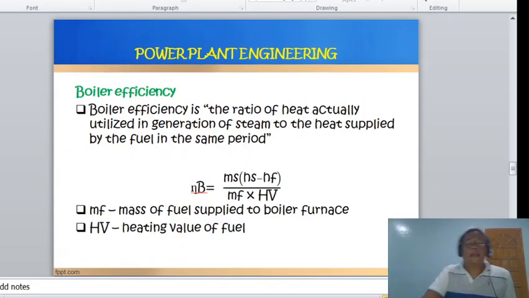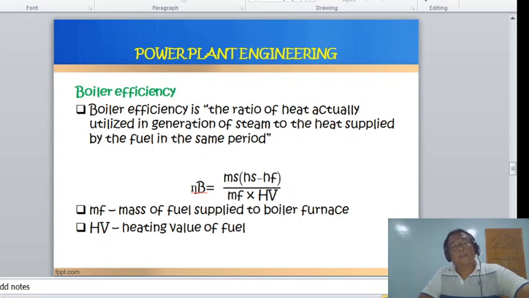Okay, another is the boiler efficiency. Boiler efficiency is the ratio of the heat actually utilized in generation of steam to the heat supplied by the fuel in the same period. So that is the mass of steam multiplied by the change in enthalpy at the boiler side, divided by the mass of the fuel supplied to the furnace multiplied by its heating value. Okay? So, take note. Heating value.